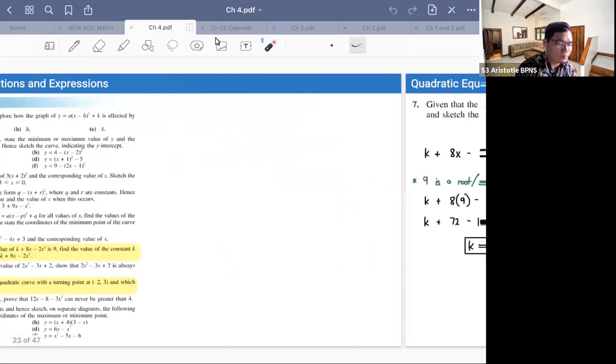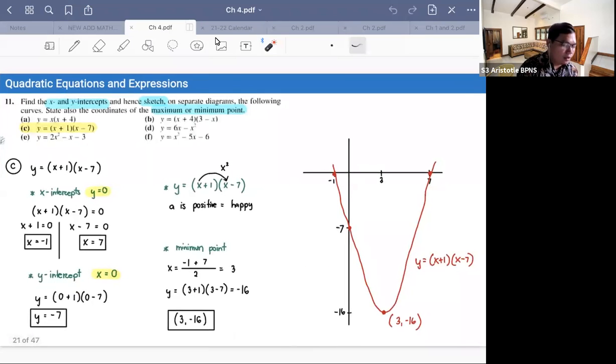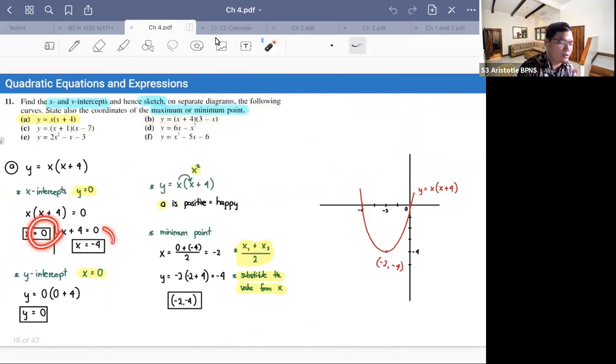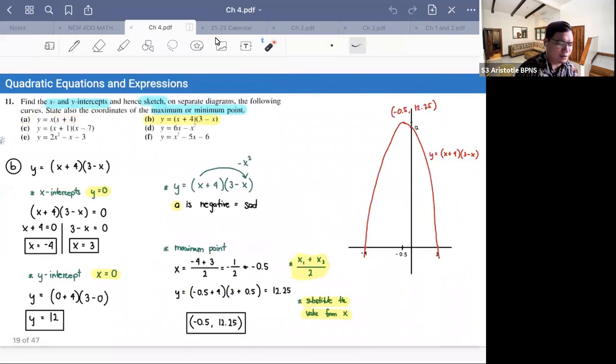All right, okay. So here, class, the roots of this equation are negative 1 and 7. These are called roots. These are the answers of this equation. And for letter B, these are the roots of this equation. Those are the roots. Similar with this one. So we know how to get the roots basically, right? By factorization or by completing the square.